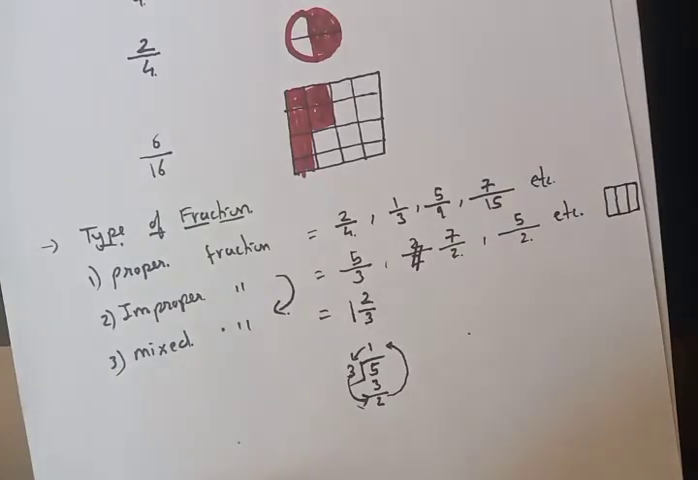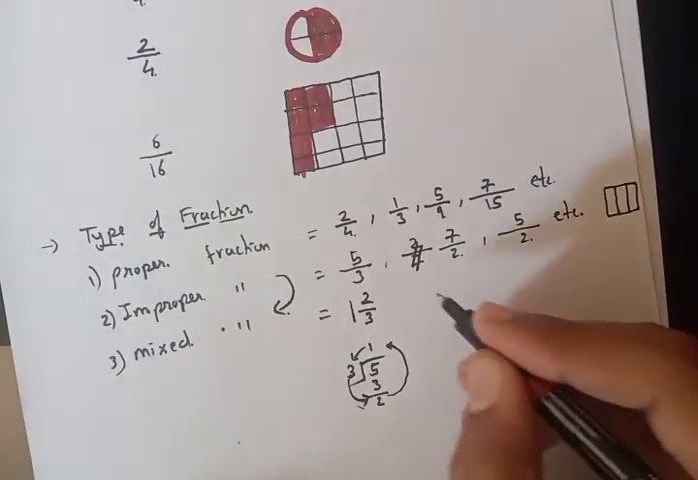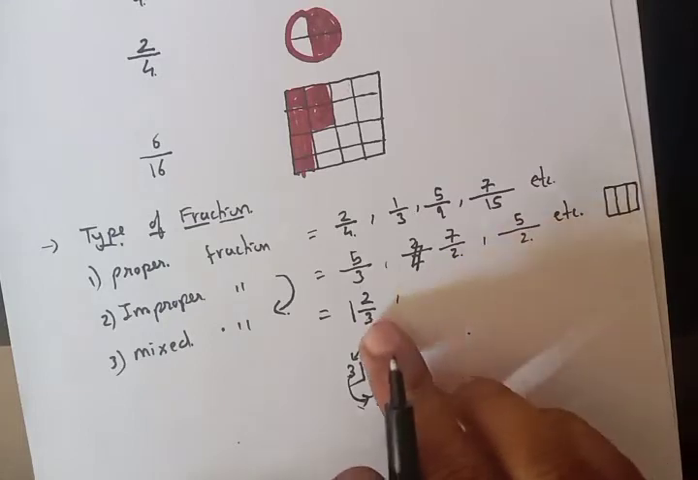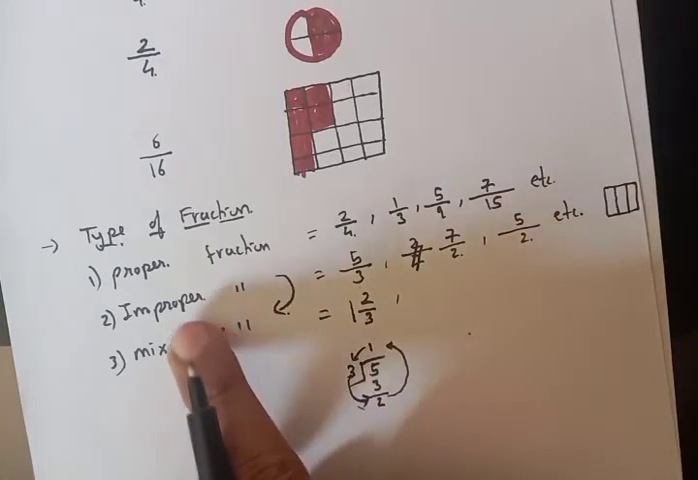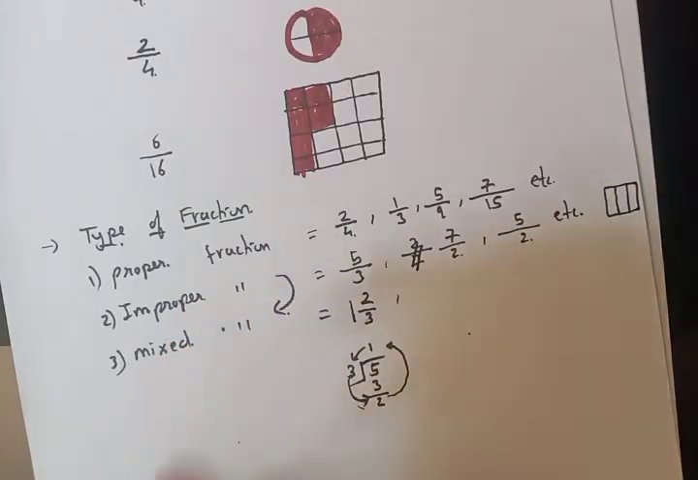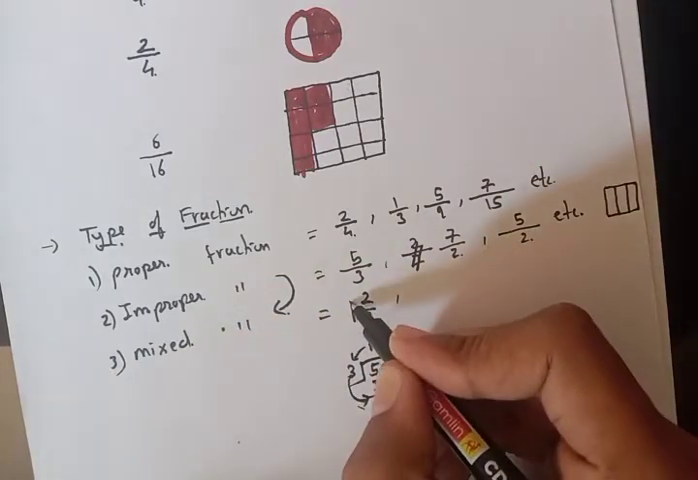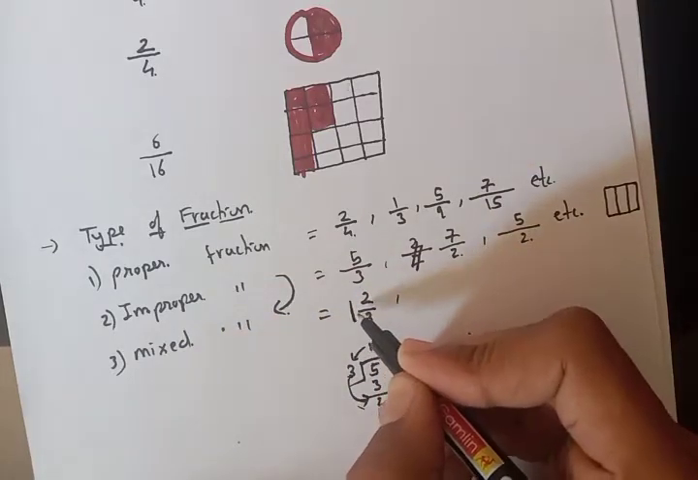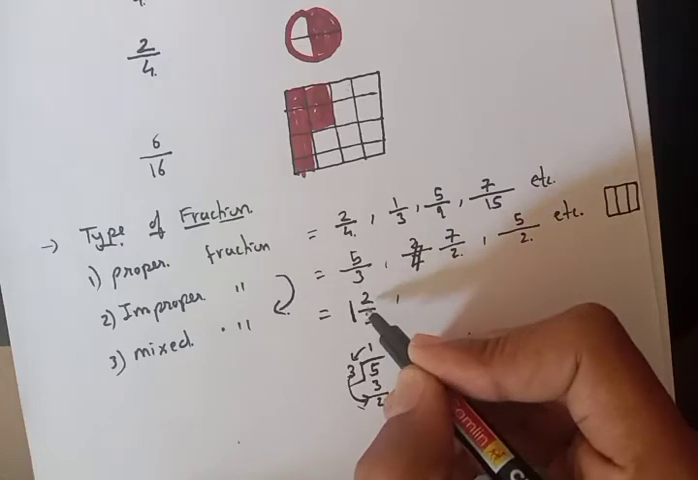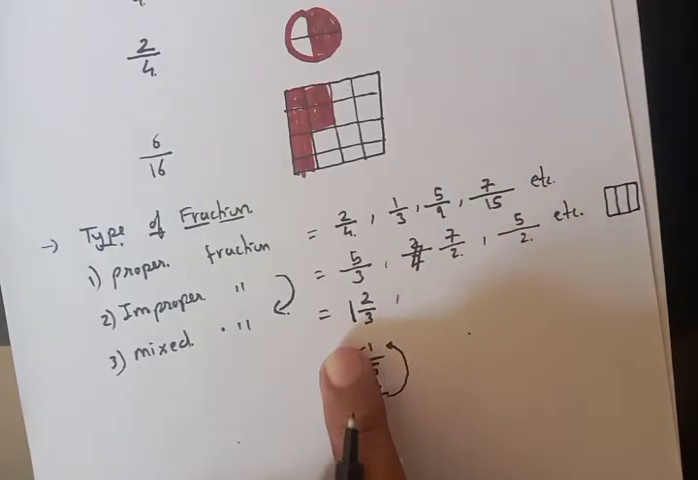Okay, you can write it this way. So what is the meaning of this one? How can we say it as an improper fraction and a mixed fraction? A mixed fraction is a number which contains a whole number and a fraction. Okay, so what is the meaning of that?